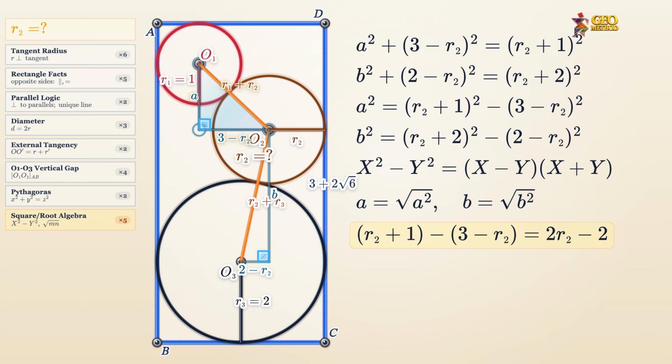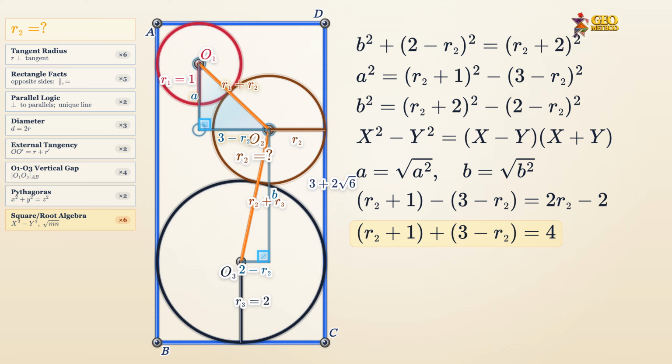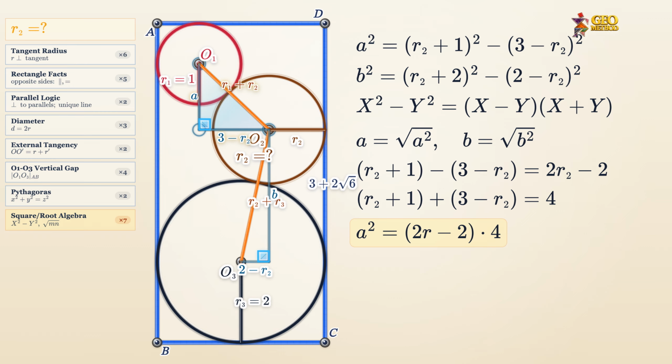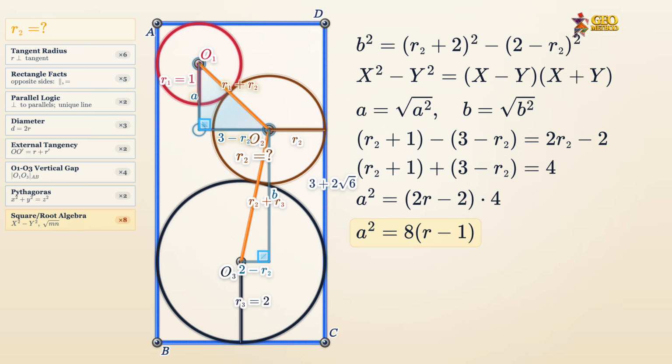The difference factor is R2 plus 1 minus 3 minus R2. Now, compute the matching sum factor. The sum is R2 plus 1 plus 3 minus R2. The R2 terms cancel, leaving 4. Multiply those two factors. This gives A squared equals 2R2 minus 2 times 4. Clean that product. The first triangle gives A squared equals 8 times R2 minus 1.